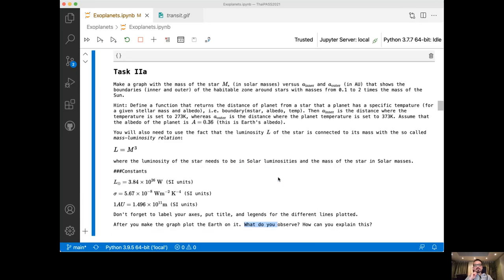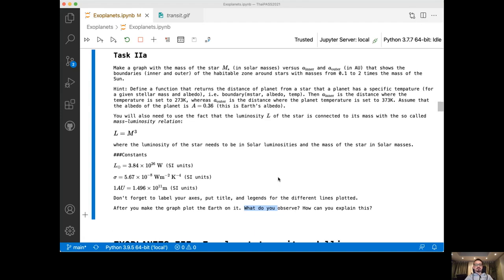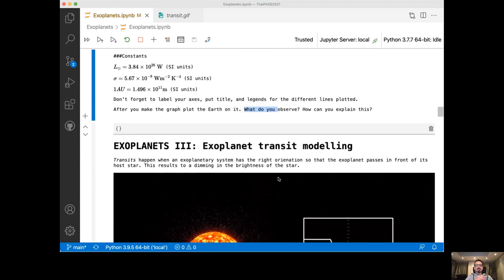And okay, if you just looked at the graph that I just showed you, you saw that the Earth was outside the habitable zone, which of course is not the case. Maybe you can do a little bit of search on the internet to explain why this is the case, what we have missed in this simple calculation.